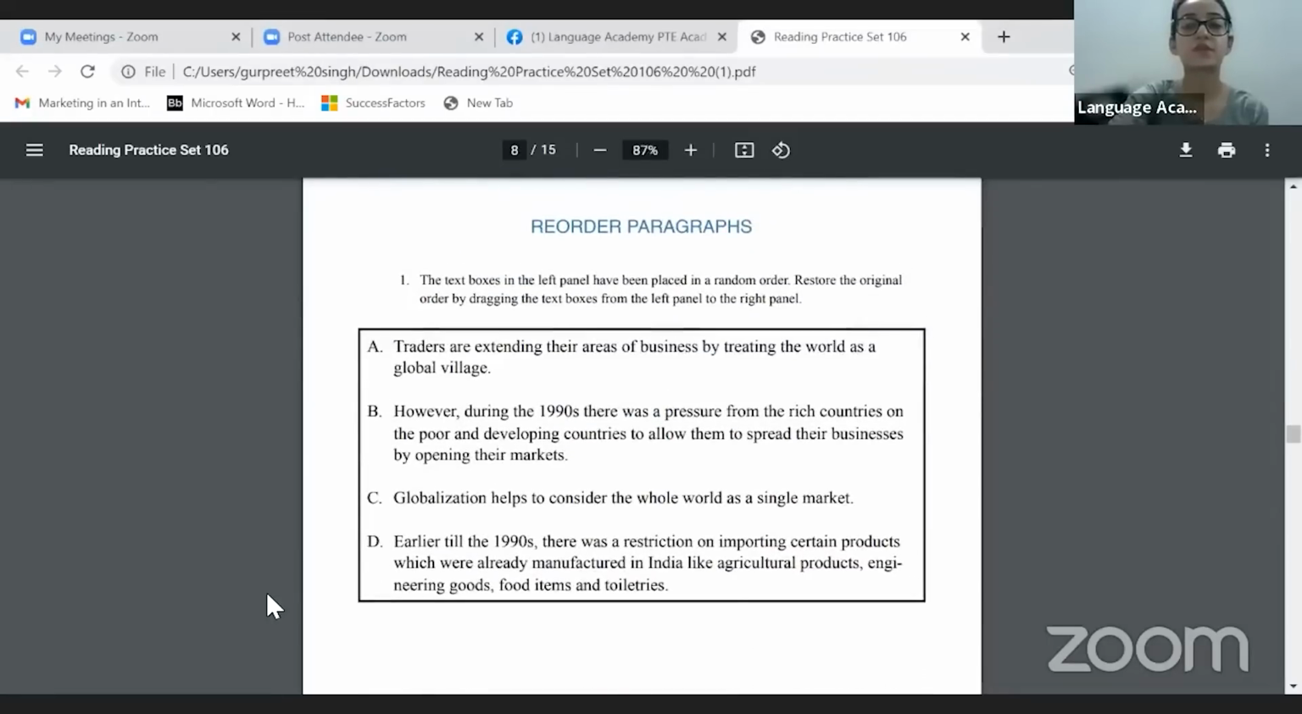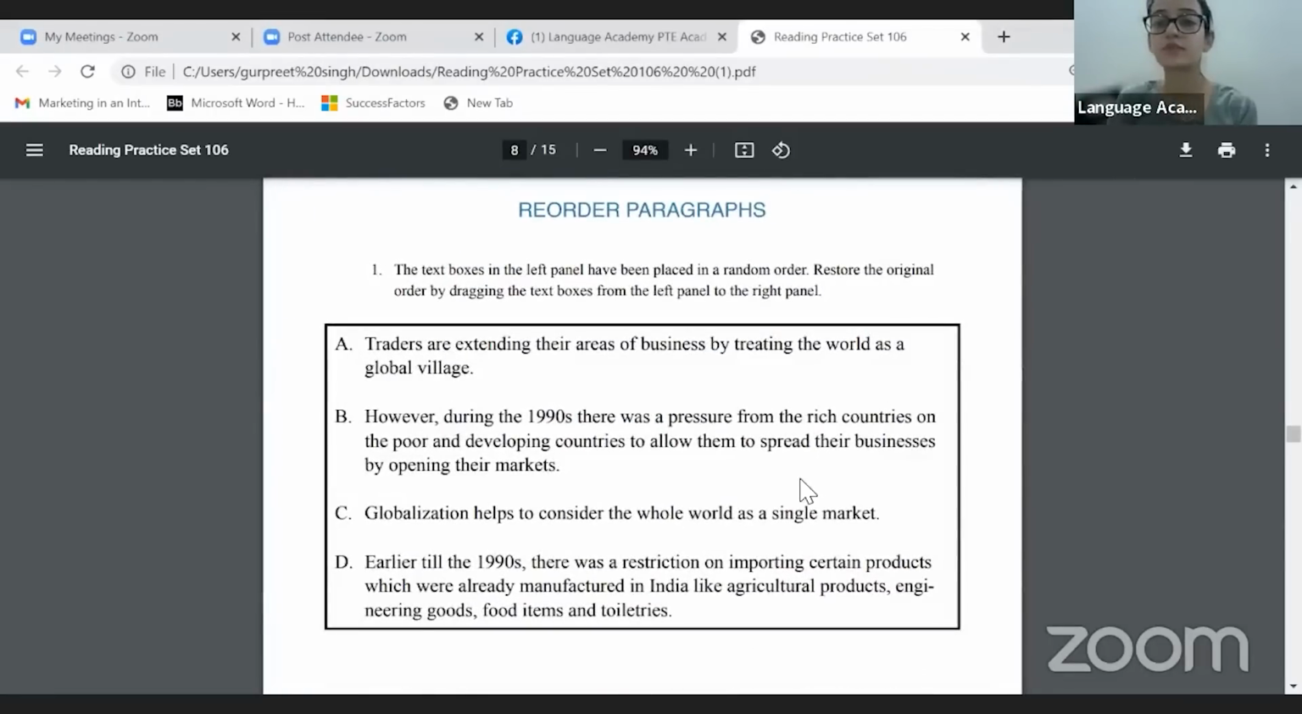So you have your first question for reorders on the screen, and you only take 2 minutes and post your answers for this one.